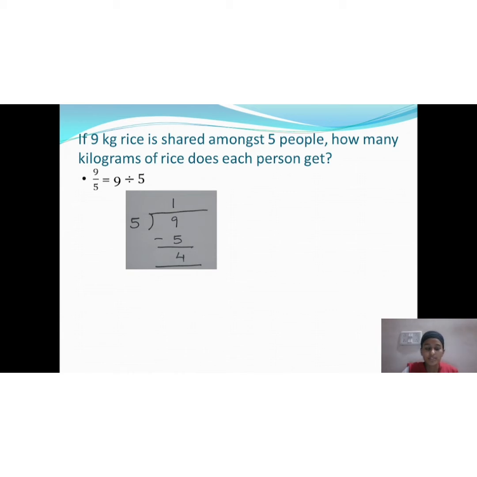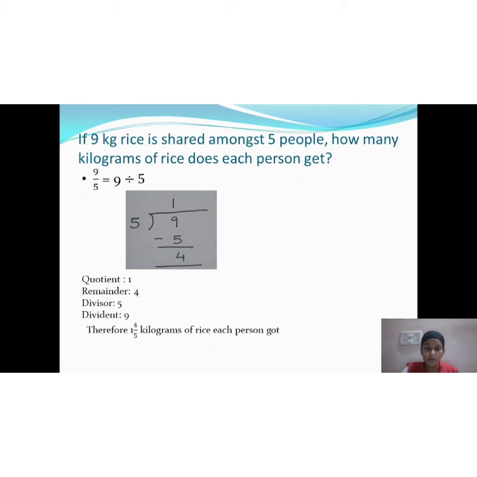Now tell me, students, which is the quotient, remainder, divisor and dividend here? Yes, the quotient is 1, the remainder is 4, the divisor is 5 and the dividend is 9. So, in which form will you write this? Quotient remainder upon divisor. So 1 4 upon 5 is your answer. Therefore, each person got 1 4 upon 5 kilograms of rice.